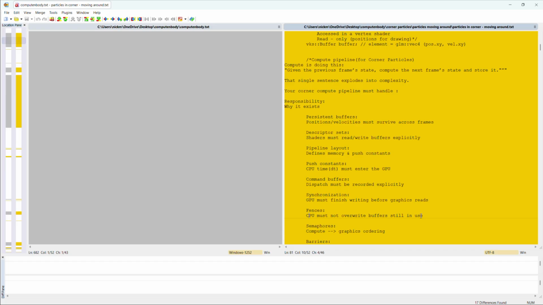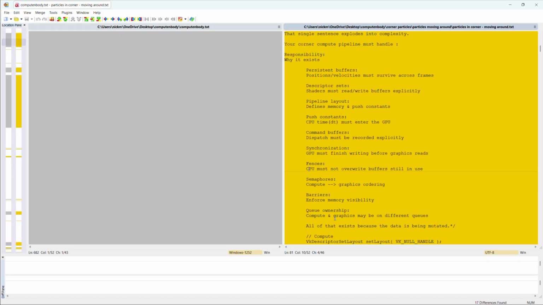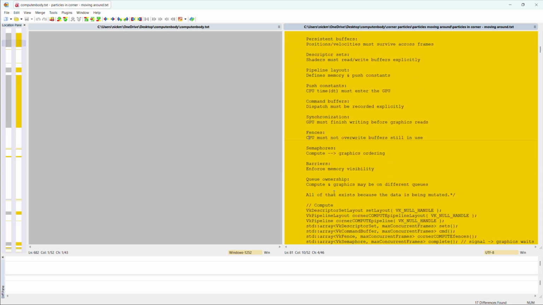Right, so that's just CPU side stuff. Semaphores, right? Compute graphics ordering, okay? Barriers, enforce memory visibility, right? So the barriers is more just making sure that there's no violations in regards to accessing memory and all of that stuff, right? This is more of a buffer memory stuff. Queue ownership, compute and graphics may be on different queues. All of that exists because the data is being mutated, right? So as you can see, the compute side has a lot of stuff going on, right?